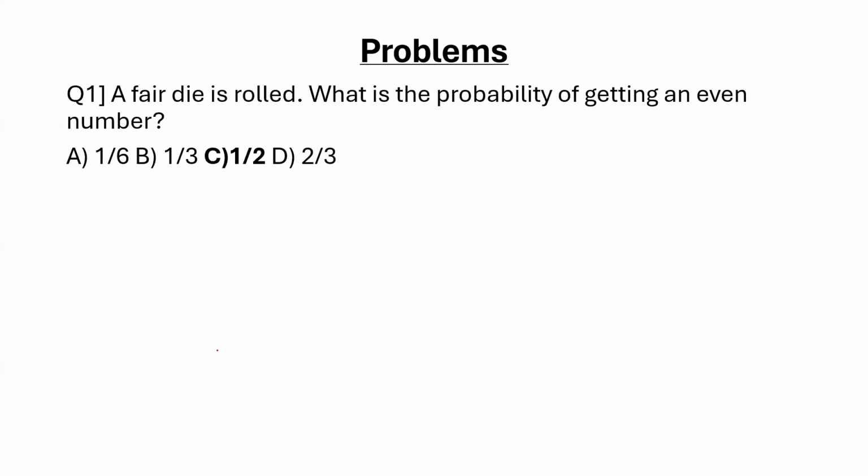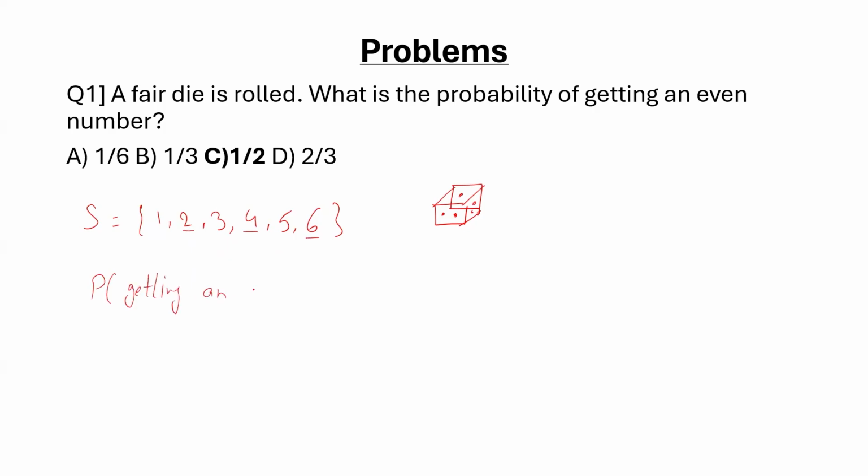So a fair die is rolled. What is the probability of getting an even number? So the sample space could be 1, 2, 3, 4, 5, 6, right? If you roll a die of this type, that is how your die looks. On one side it has 1, 2, let's say 3, right? So 6 faces, 6 numbers. Now you are interested in the probability of getting an even number. How many even numbers are there? 2, 4 and 6.